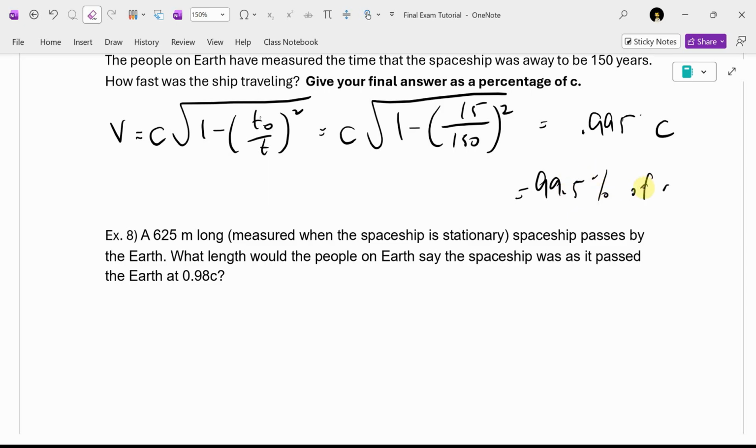99.5% of C. Depending on which version of the test that you write, I might have left it as the decimal, like the top one, or I might have put it as a percentage, but I'm going to assume you're comfortable flipping back and forth and finding the correct answer. I won't put both of those to try and trick you.